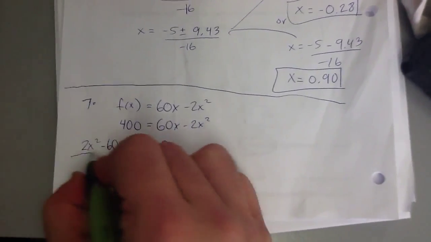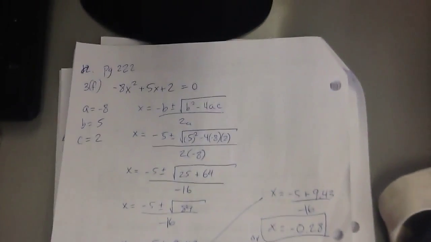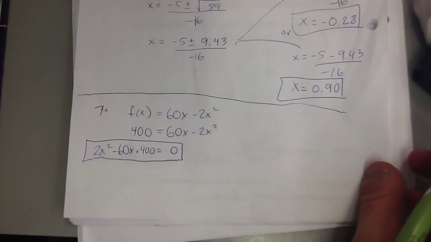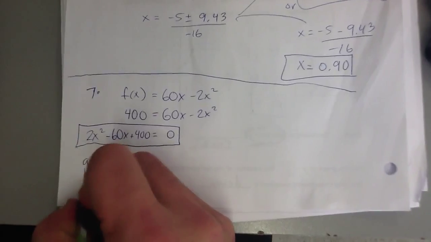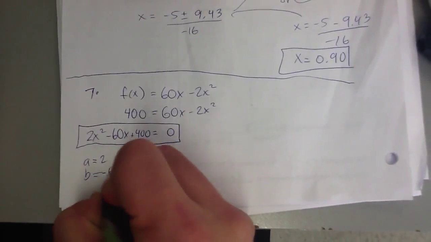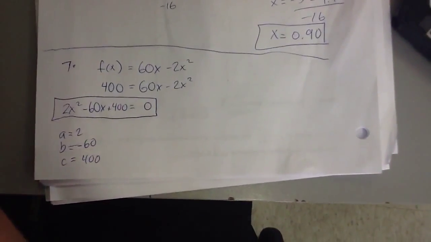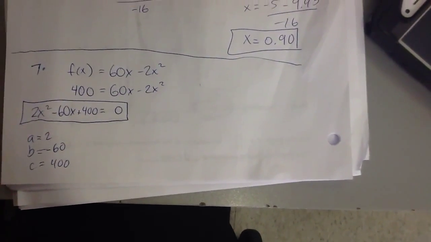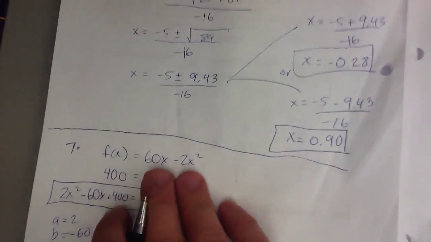Essentially, this is the exact same question as number 3f, except I have different numbers here now. So just always make sure you have this written correctly. My a value is 2, my b value is negative 60, and my c value is 400. Of course, you're going to plug it into the exact same formula that you did to come up with the correct answer. I won't do that for you. I just set it up for you.